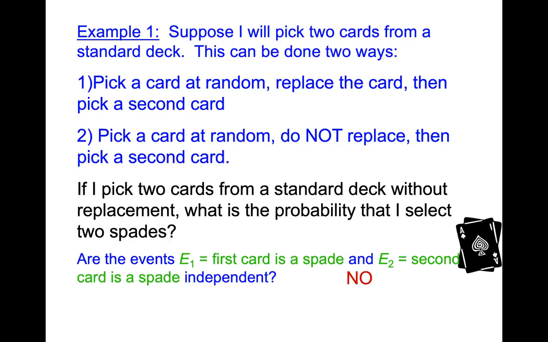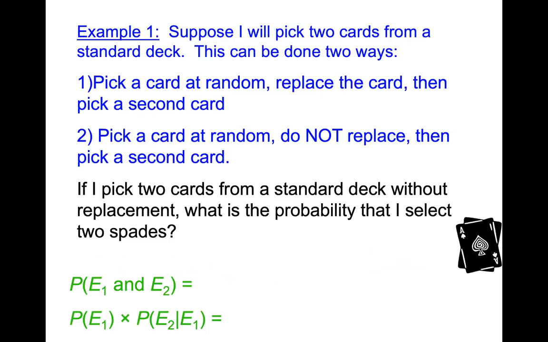Just really quickly to show you what I had before. The events are not independent since I'm not replacing the card. And so the probability of E1 and E2, drawing the first spade and the second spade, is 13 out of 52, the probability the first card is a spade, times the probability that the second card is a spade given the first card was a spade. That's why it dropped down to 12 over 51, which is 1 over 17. Let me take a pause. Any questions about that example?